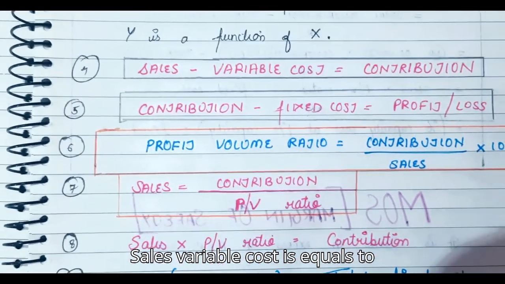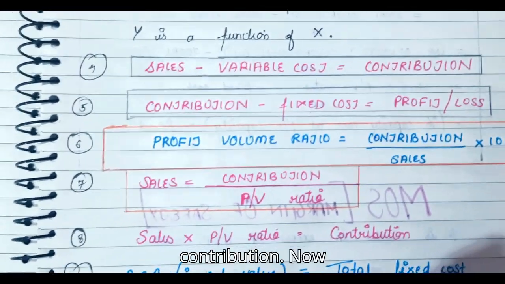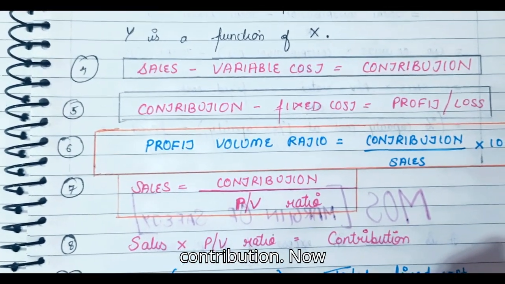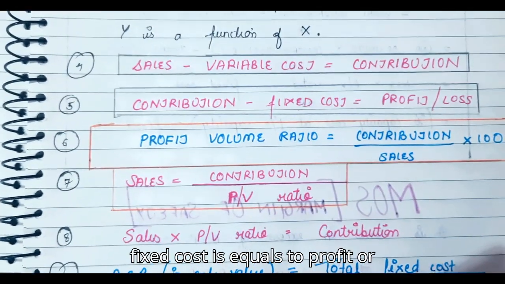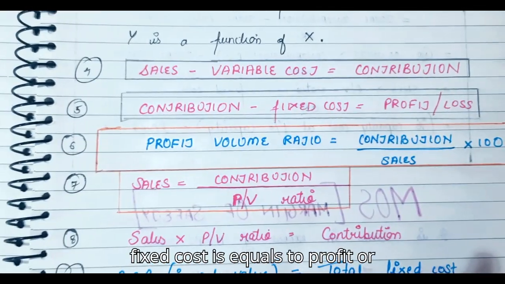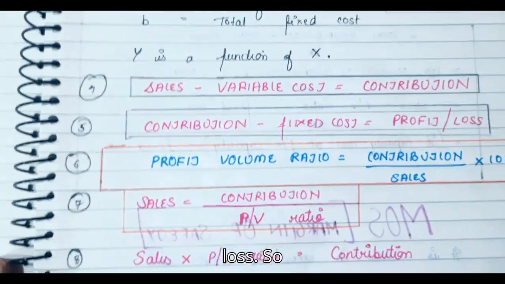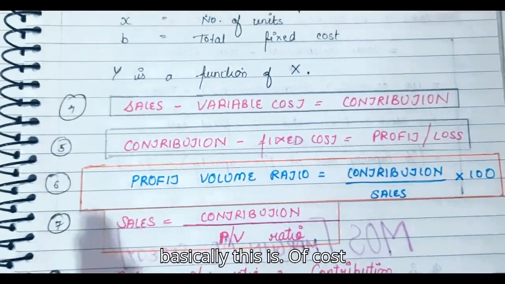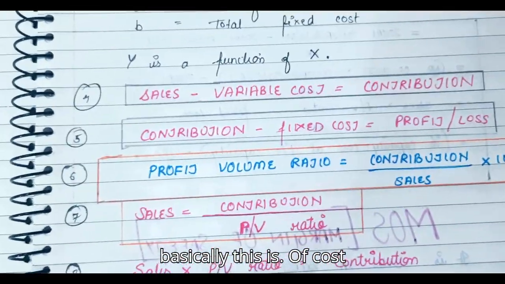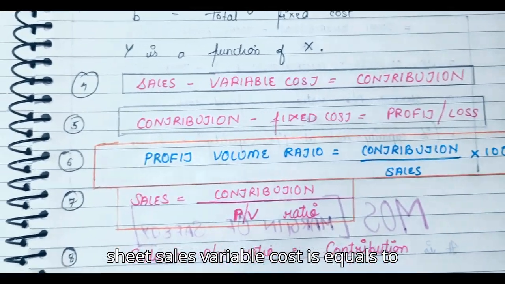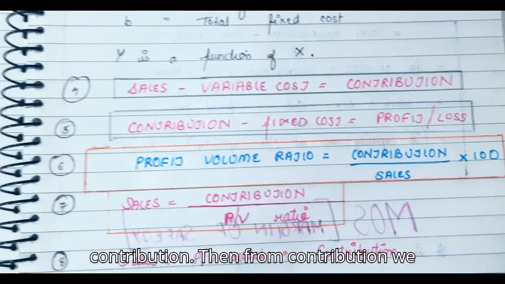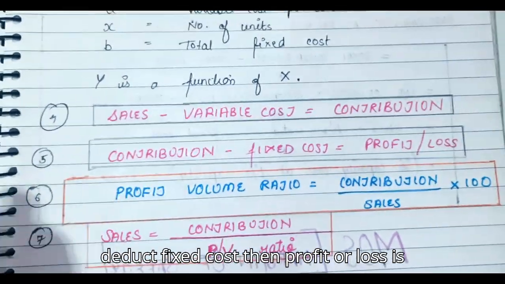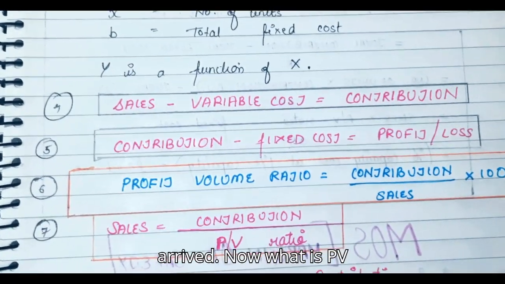Sales minus variable cost is equal to contribution. Now, contribution minus fixed cost is equal to profit or loss. So basically this is the cost sheet. Sales minus variable cost is equal to contribution. Then from contribution we deduct fixed cost, and then profit or loss is arrived.